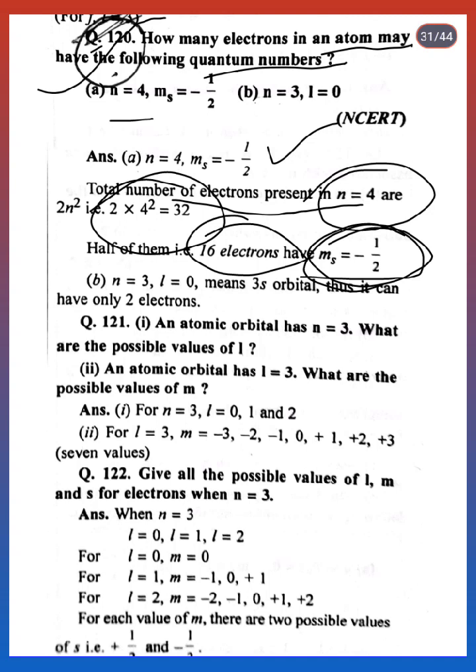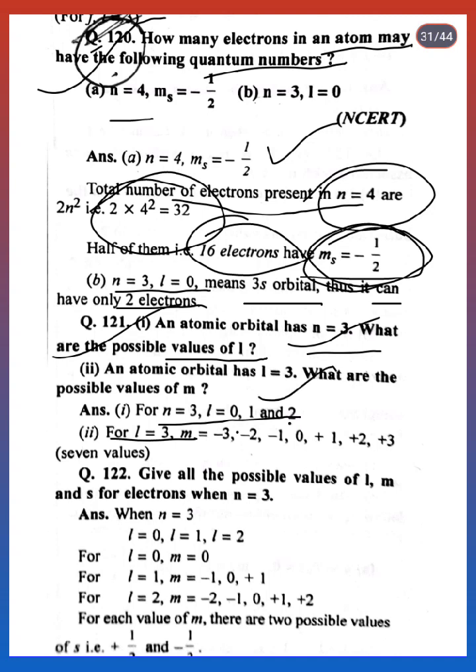Now if n is 3 and l is equal to 0, that is a 3s orbital, it can have only 2 electrons. Next, an atomic orbital has n equal to 3. What are the possible values of l? l can have values 0 to n-1: 0, 1, 2, that is 3 values. Similarly l equal to 3, m can have values -3, -2, -1, 0, +1, +2, +3, that is 7 values.